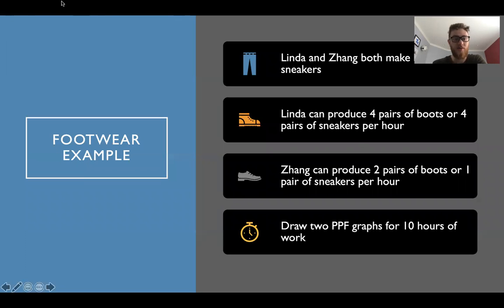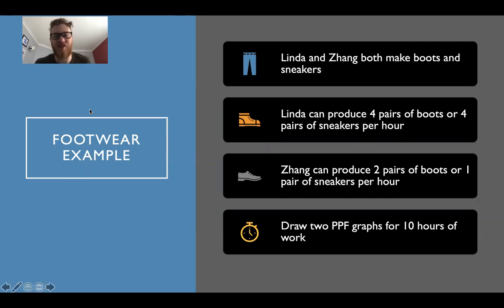We're going to start with it. We're just going to jump right into an example. So Linda and Zhang both make boots and sneakers. Linda can produce 4 pairs of boots or 4 pairs of sneakers per hour. Zhang can produce 2 pairs of boots or 1 pair of sneakers per hour. We're going to draw 2 PPF graphs for if they had 10 hours of work.